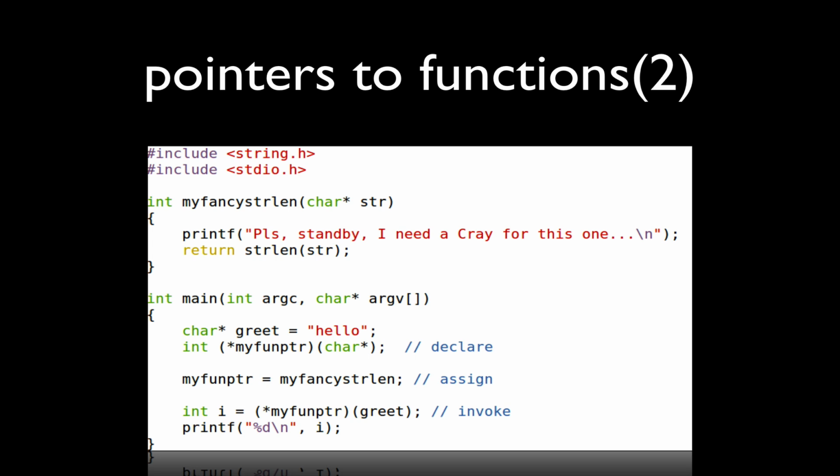The next thing I do is invoke that function. To invoke a function pointed to by a pointer, we use a syntax that's analogous to the declaration. So in this case, I use the name of the function pointer inside a parenthesis with the name prefaced with an asterisk, followed by the arguments. In this case, it expects a char star argument, so I pass greet. When I invoke that function, we'll see the message print out, please stand by, I need a cray for this one. Then it will return the string length of the string I sent it, which in this case is 5 characters. So I will expect this program to then print out a 5 and then terminate.